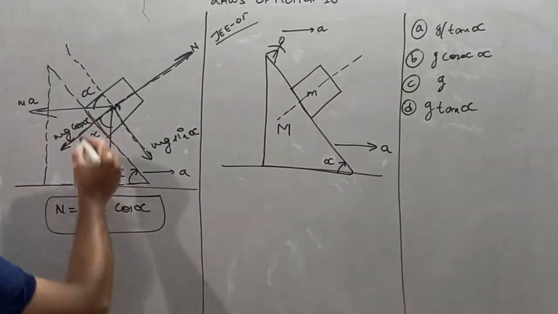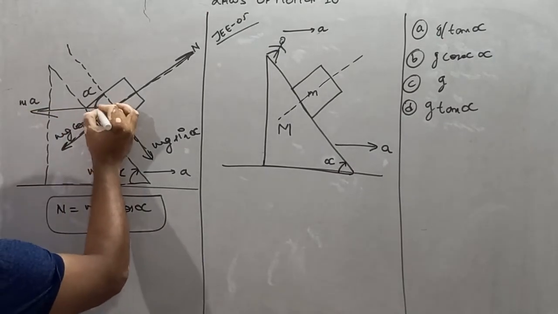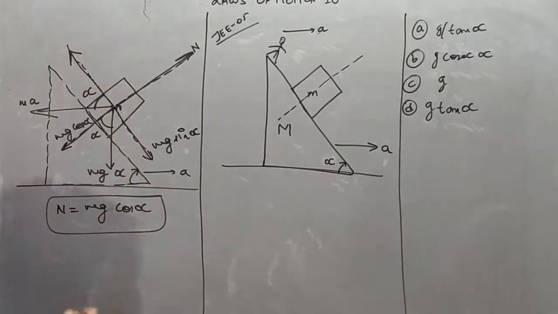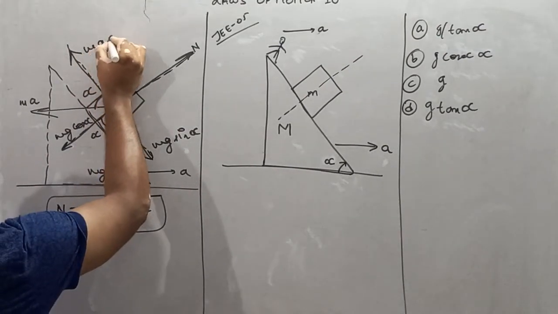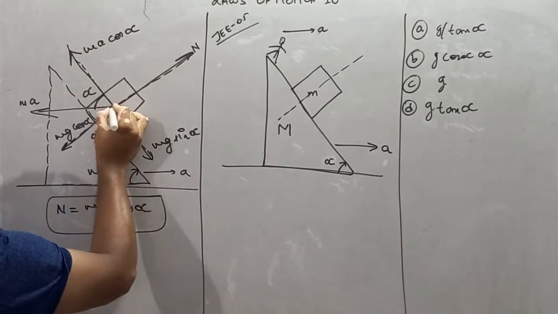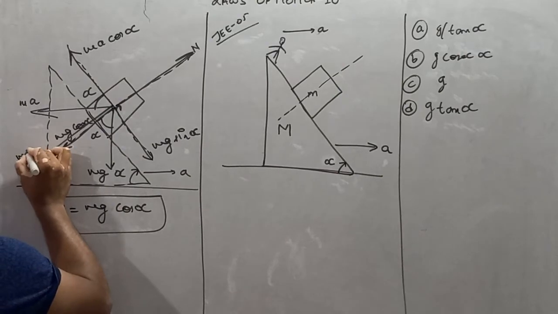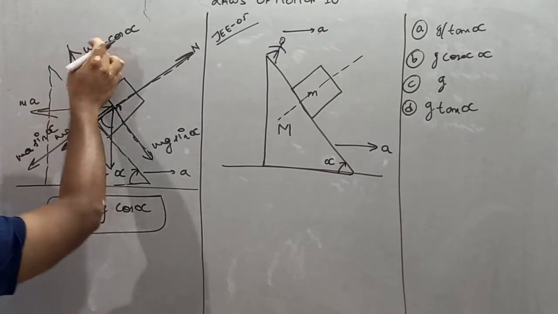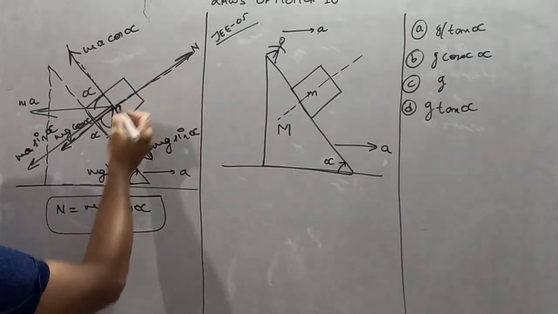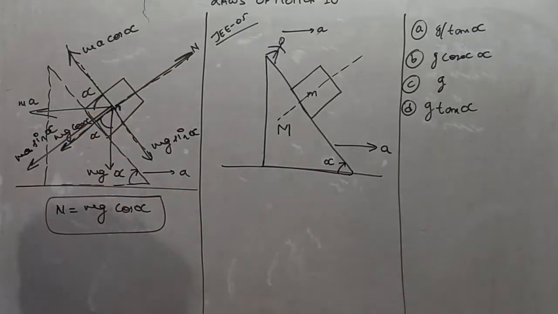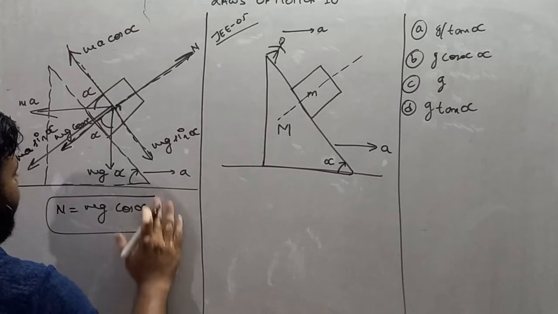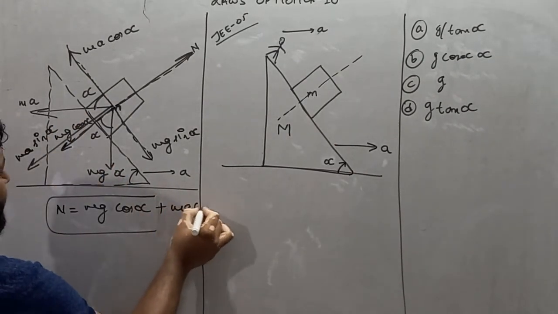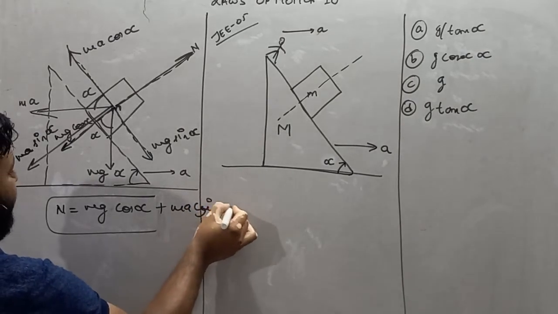So apply pseudo force. See, the pseudo force is making an angle with this line. Along this line the cos component is present, that is ma cos alpha, and along this line one more force is there, ma sin alpha. This is the component of pseudo force, my dear students. So instead of N equals mg cos alpha, now we have to write N equals mg cos alpha plus ma sin alpha, because two forces are there.